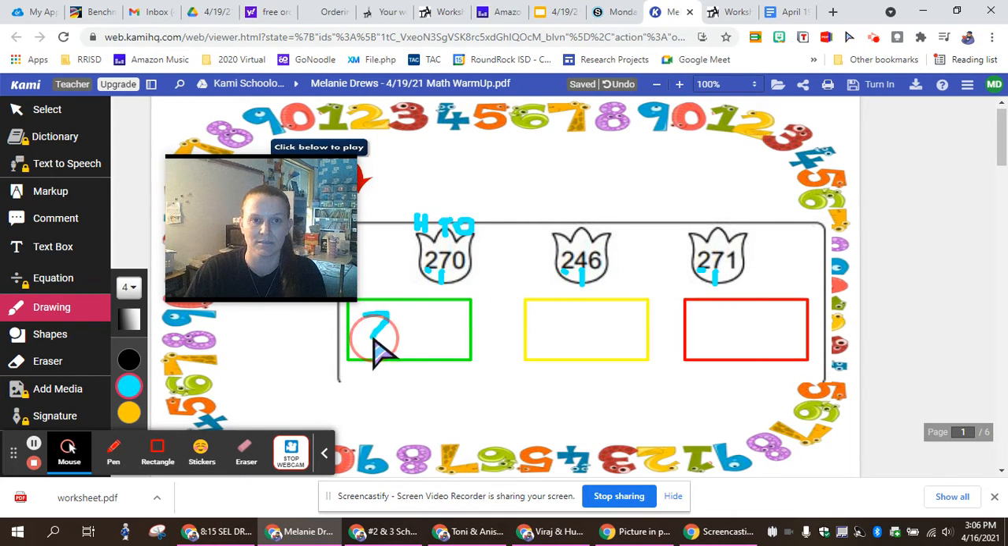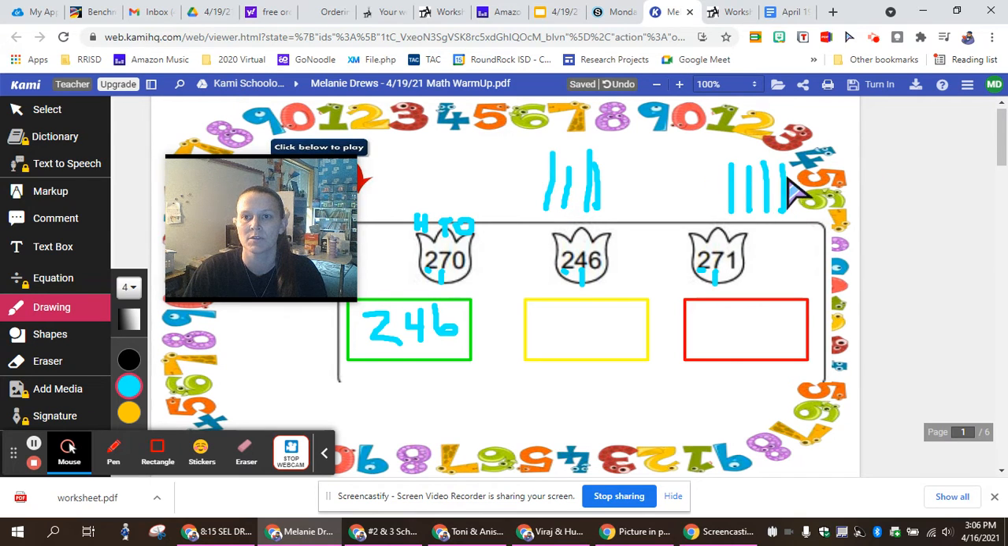Okay, so what I could do is put this one over here, because if I had 4 tens and I had 7 tens, right? 1, 2, 3, 4 tens, and this one has 5, 6, 7. Okay, I know that this one's already the least.